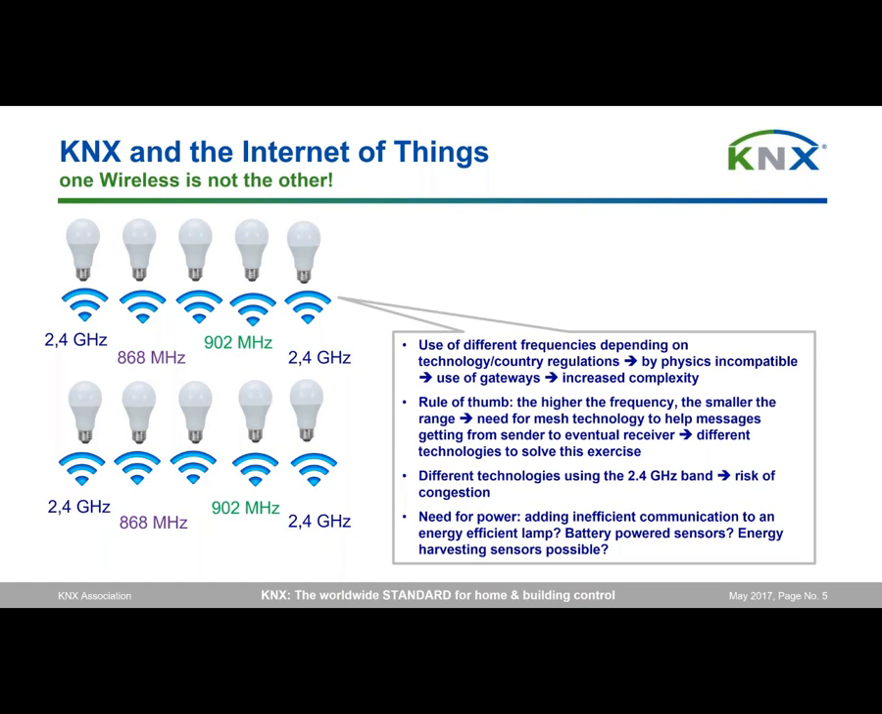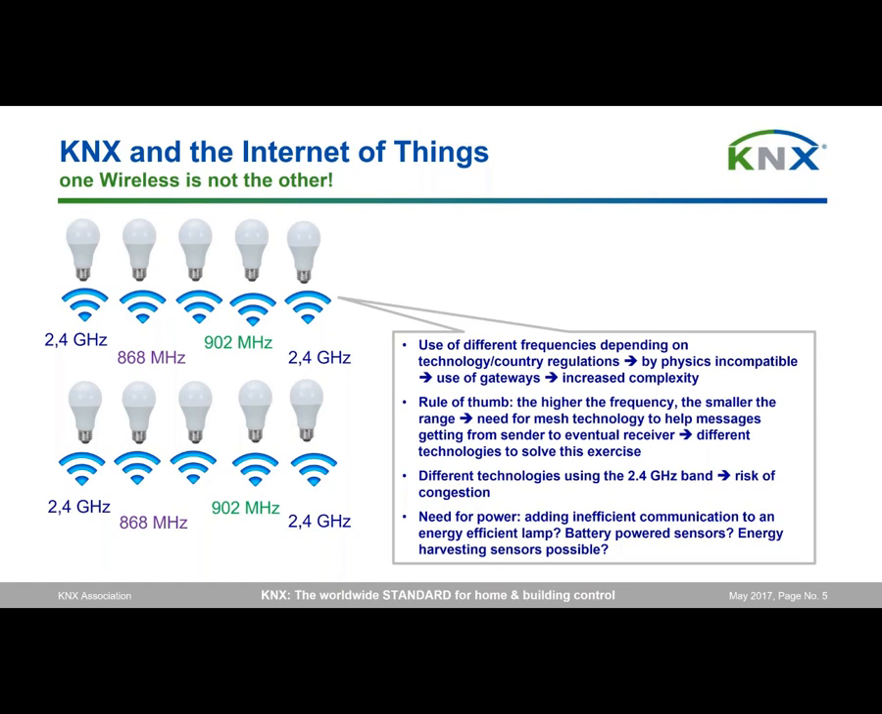And if you make use of gateways, then of course you increase the complexity of the installation. As a rule of thumb, the higher the frequency, the smaller the transmission range of your technology. So in some cases there will be a need for mesh technology to help messages get from one sender to the eventual receiver. And there are many different meshing technologies to solve this exercise.